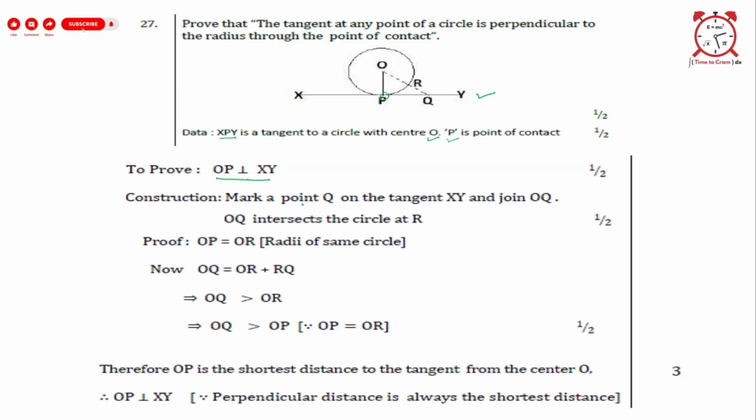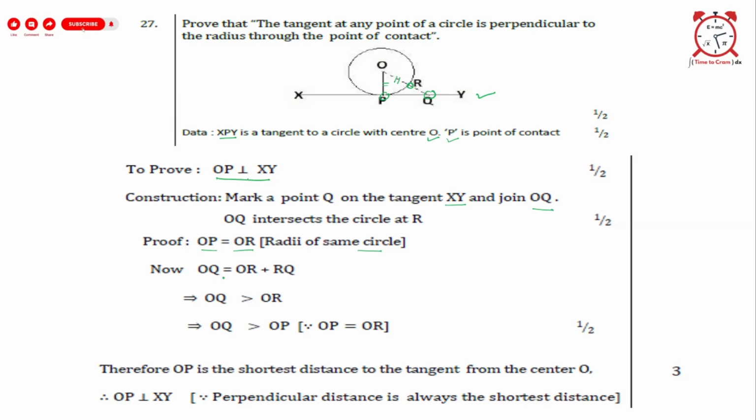Construction. By the contradiction method, we will take a point Q outside the circle on the tangent XPY, or tangent XY, and we will join OQ. You can see it in the construction. Then OQ intersects the circle at point R. Okay, so OP and OR are radii. These are the radii of the same circle.